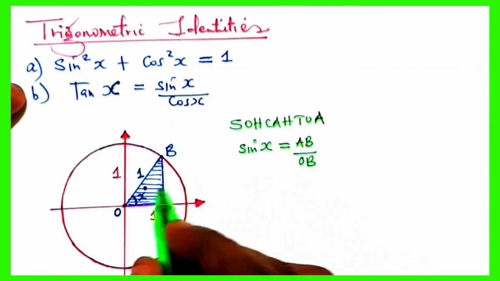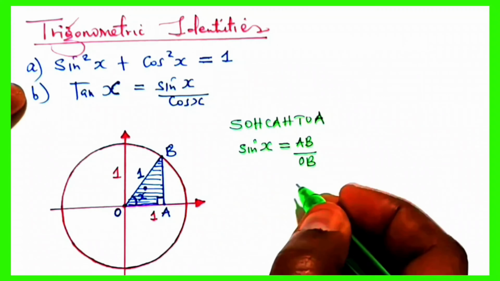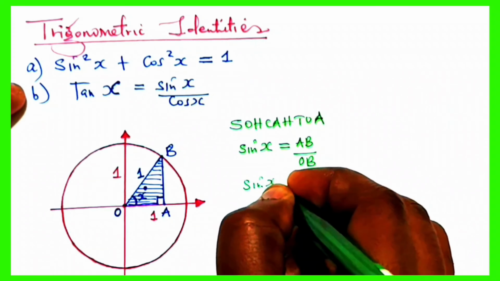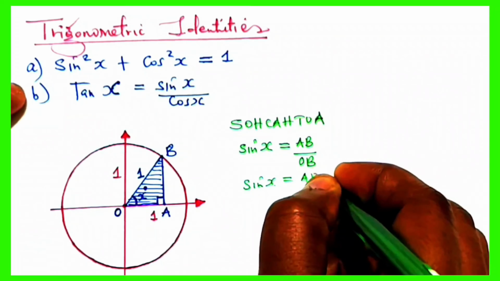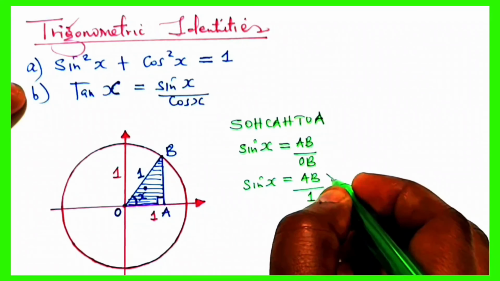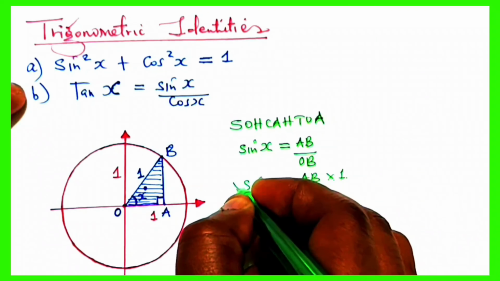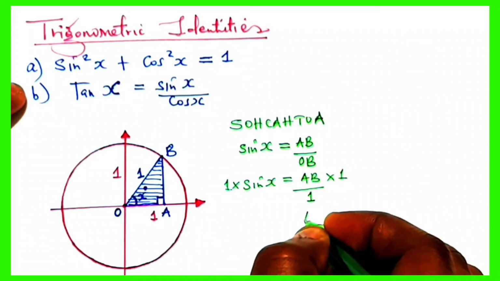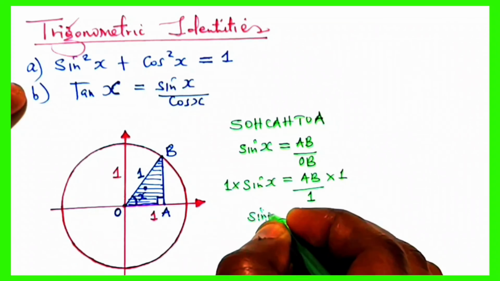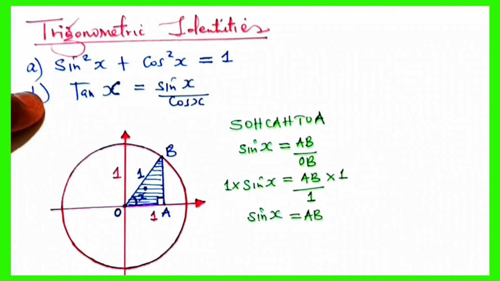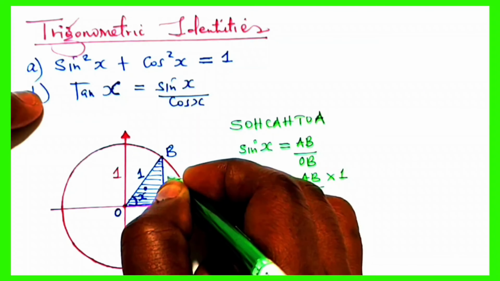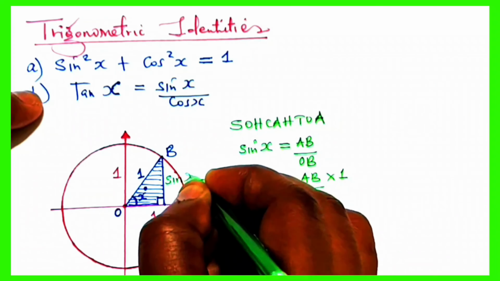And then, since we've considered that OB is equal to 1, we are going to have sine x will be equal to AB divided by 1. And therefore, when you multiply both sides by 1, you're going to get that AB will be equal to sine x. And therefore, I can represent it in my diagram. So AB is equal to sine x.